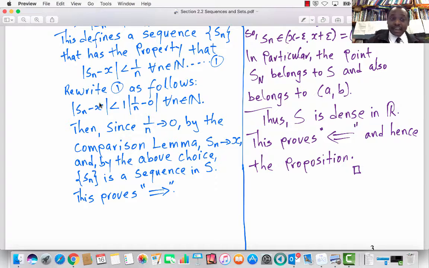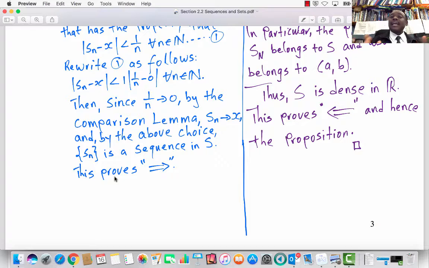So we picked an x from the set of real numbers. We have found a sequence in S that converges to x, and that proves the forward direction. So if a subset S of the set of real numbers is dense in R, then we have shown that every number x is the limit of a sequence in S. So let's go ahead and look at the reverse direction.